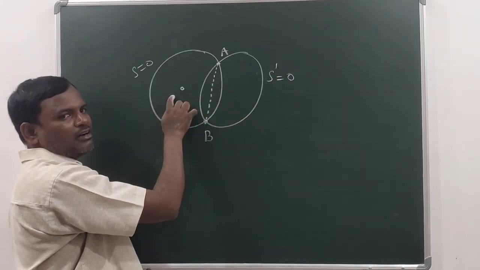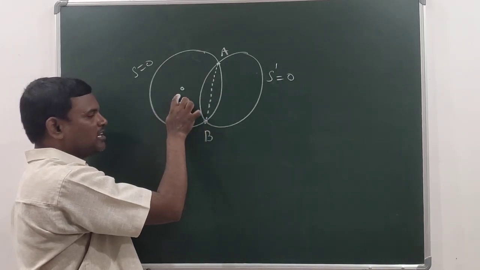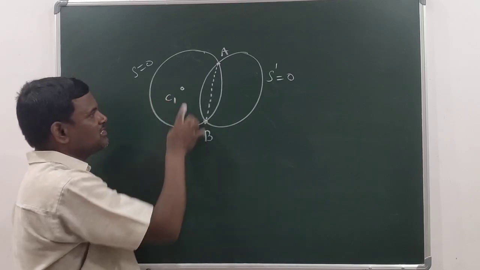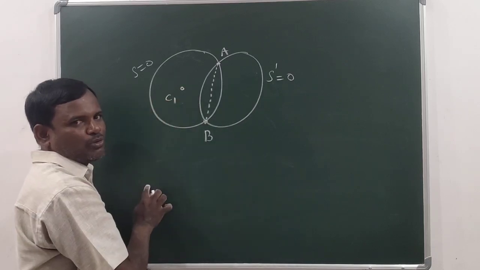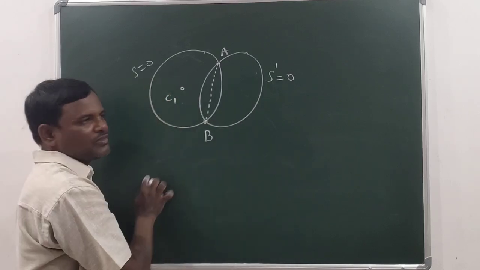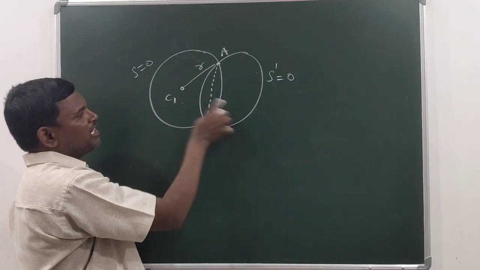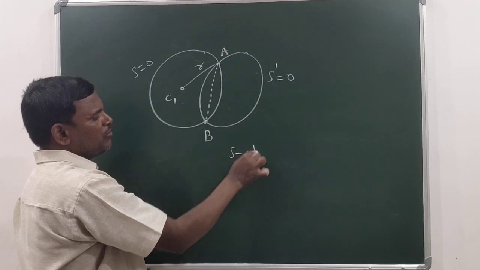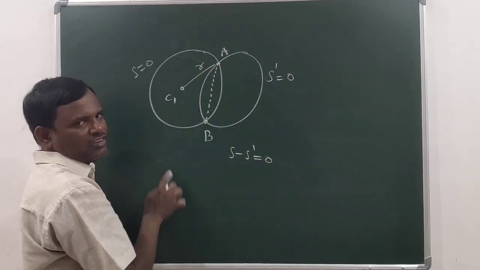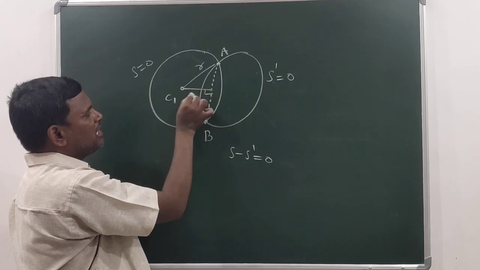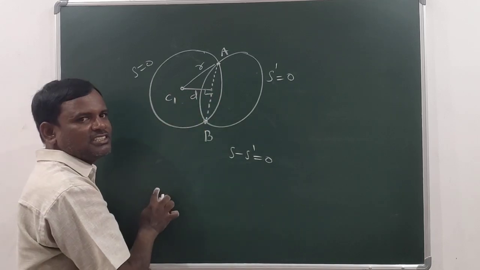Identify any center, either the center of this circle or the center of this circle. I am identifying this center. You know how to find the center of the first circle and find its radius. If you take the difference of these two, you will get the common chord equation, and measure the perpendicular distance. Let us say this perpendicular distance is D.